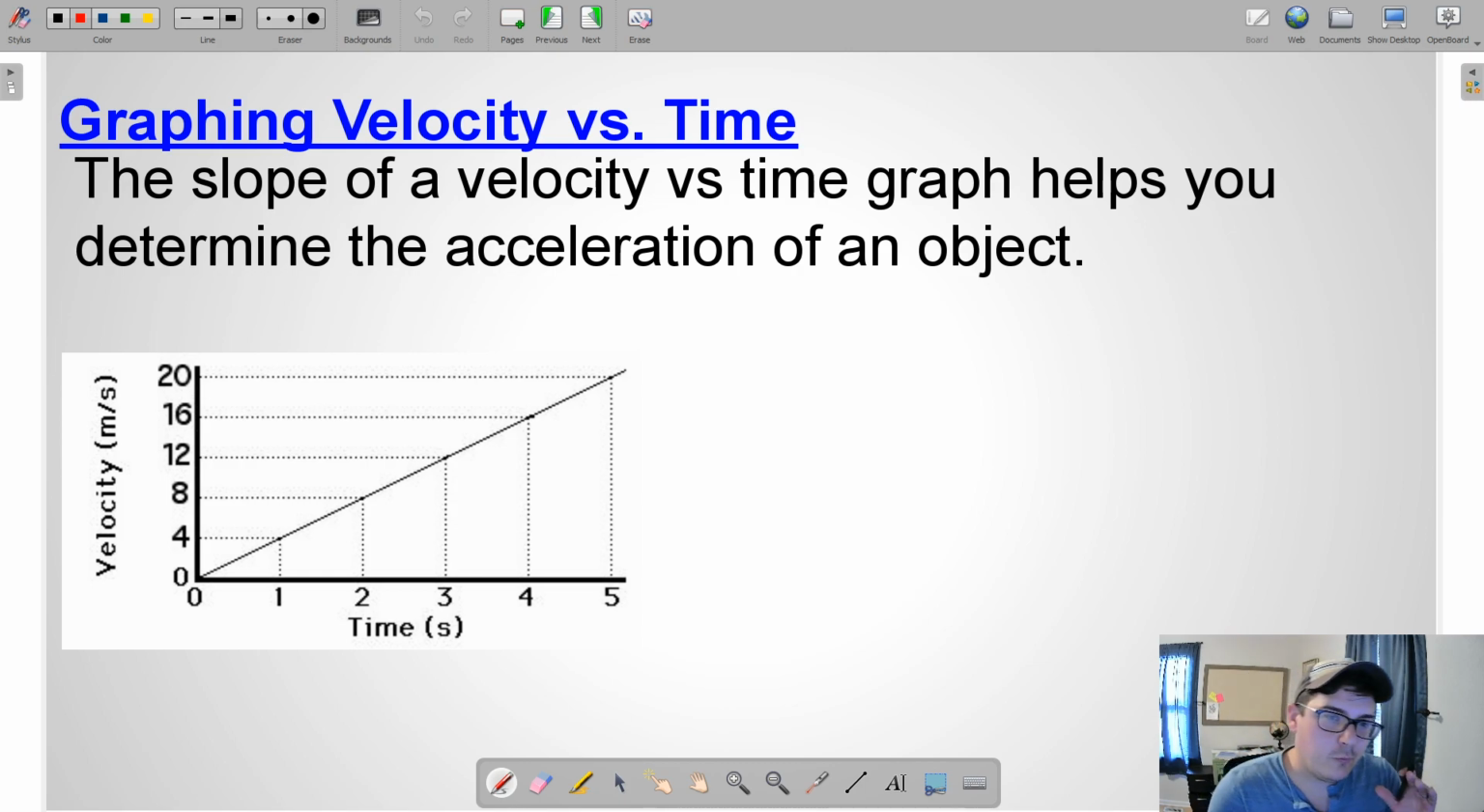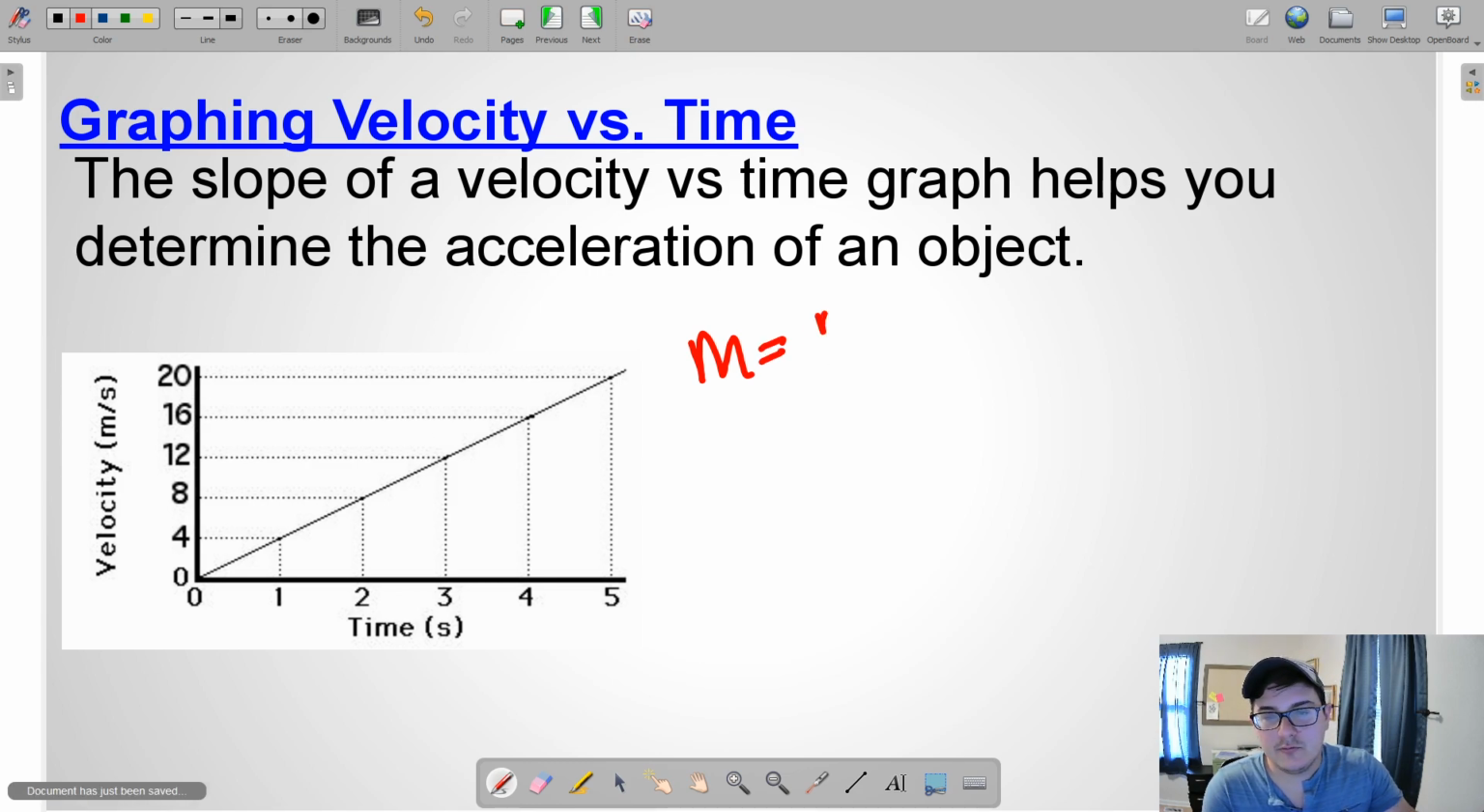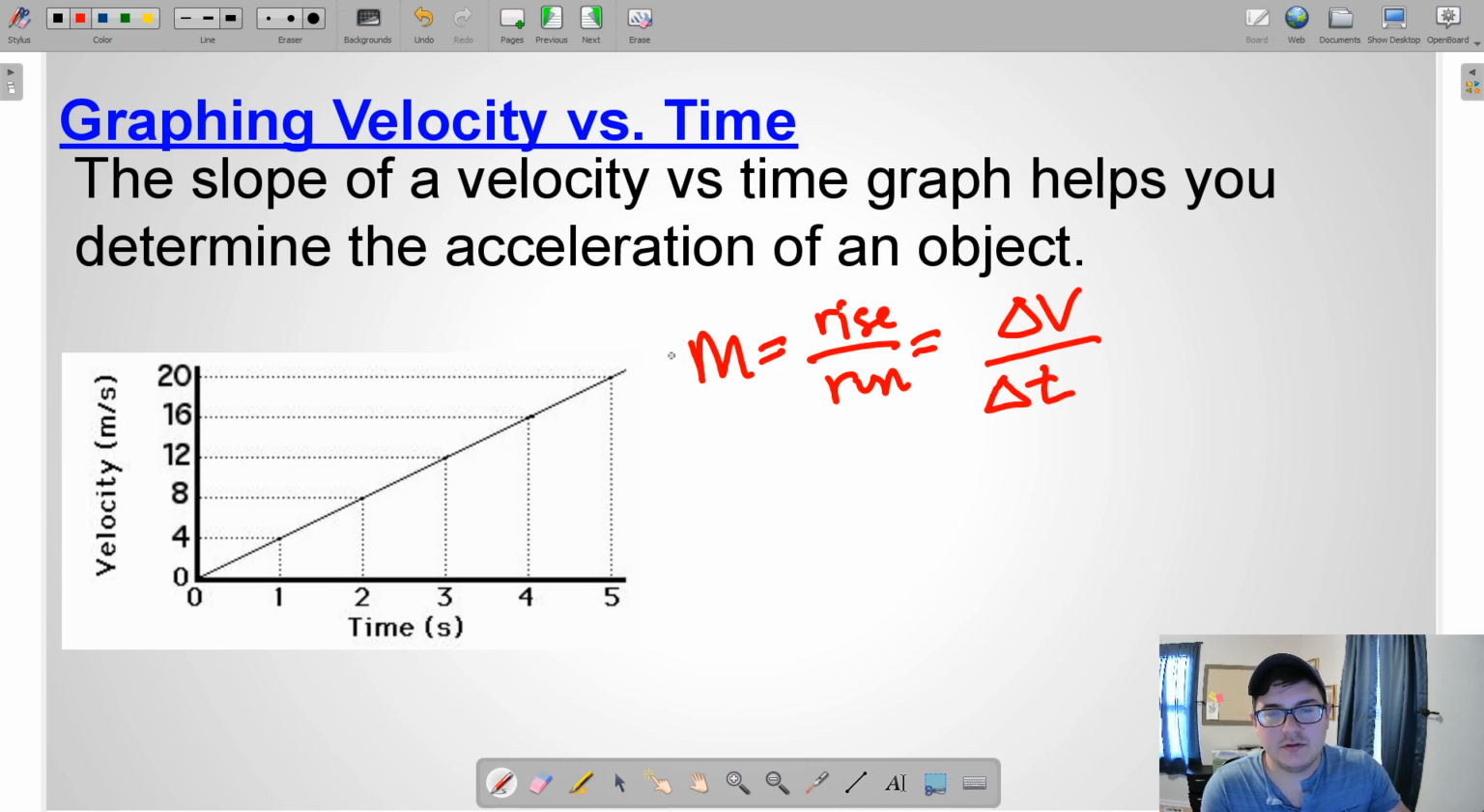All right, what are we going to do now with a velocity versus time graph? Okay, if the slope of a velocity versus time graph, which is rise over run, well, the rise would be change in velocity, and the run would be change in time. So the slope of a velocity versus time graph gets me acceleration.